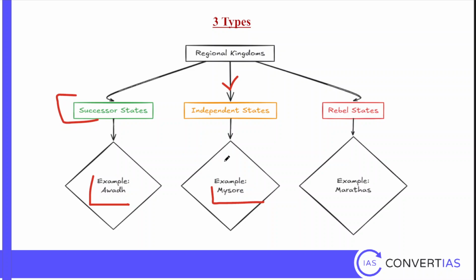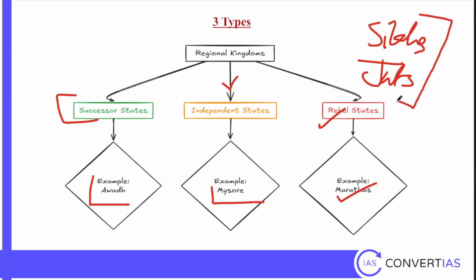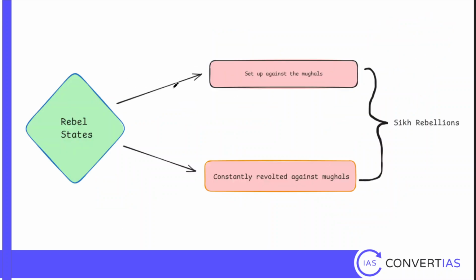Then you have a particular section called the rebel states. Here you have states that are constantly in conflict with the Mughals. One example is the Marathas, one example is the Sikhs, another example is the Jats. We are going to discuss Sikhs and Jats in this video. Marathas will be discussed as a separate video. There are two important factors that define a rebel state. First, they are set up against the Mughals, so a constant rivalry is going on. And these rebel states often indulge in revolts against the Mughals. For example, the Sikh rebellions.